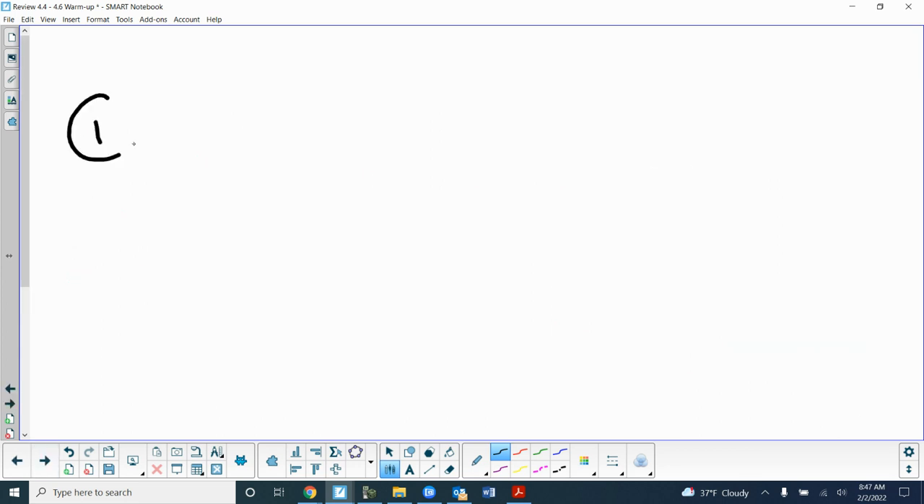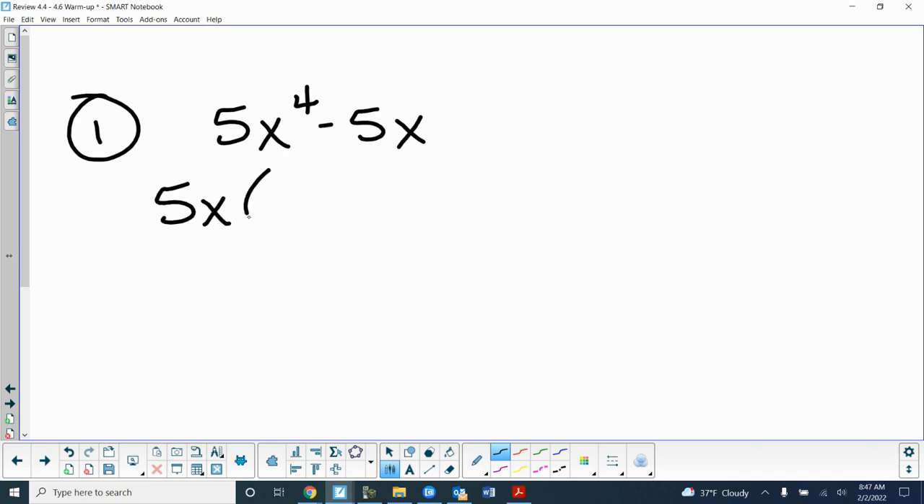So, number one, for the practice quiz, you're supposed to factor. What's the first thing we're supposed to do when we factor? Find a common. Look for a GCF, right? And both have a 5 in them and both have an x in them, right? What's 5x to the fourth divided by 5x? Just x to the third, right? What's 5x divided by 5x? 1.